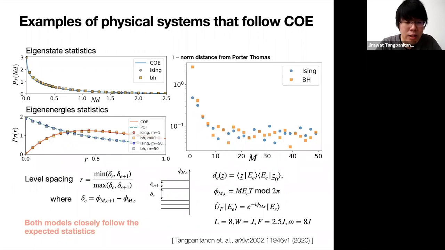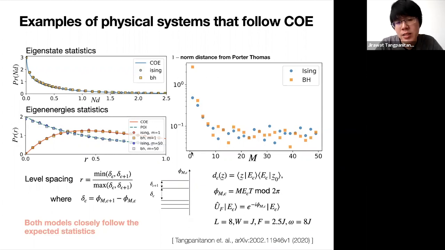So for example, the upper left here is the statistic of the eigenstates. The D follows exactly what COE predicts. On the lower left corner is the statistic of the eigenenergies. The way we define it is we first sort the eigenvalues phi, and then we consider two adjacent gaps, and we calculate the R, which is the smaller gap divided by the larger gap. The statistic is just the histogram of this R. The red line is what COE predicts after one driving period. The blue line is what happens after many driving periods, which we know to be Poisson because all these phases are uncorrelated. And we see that the numerics fit this quite nicely.